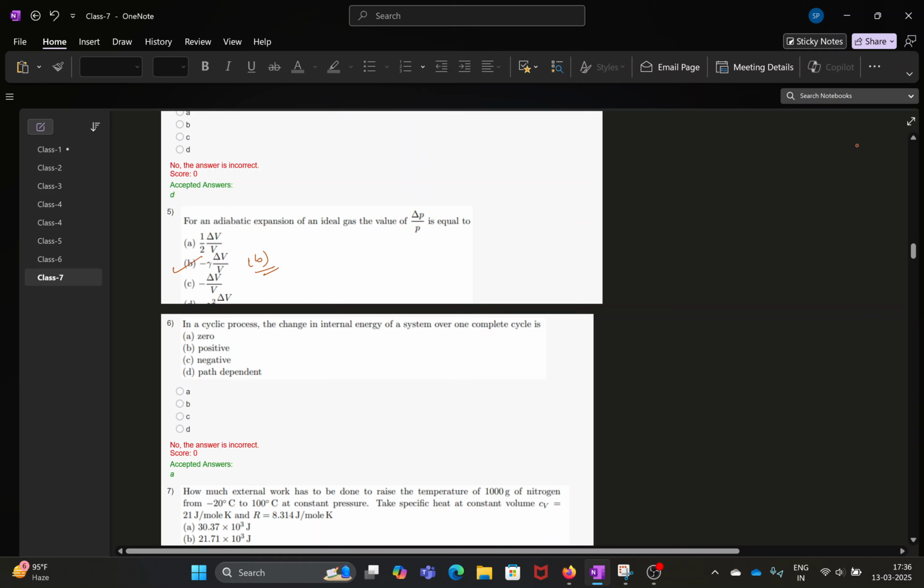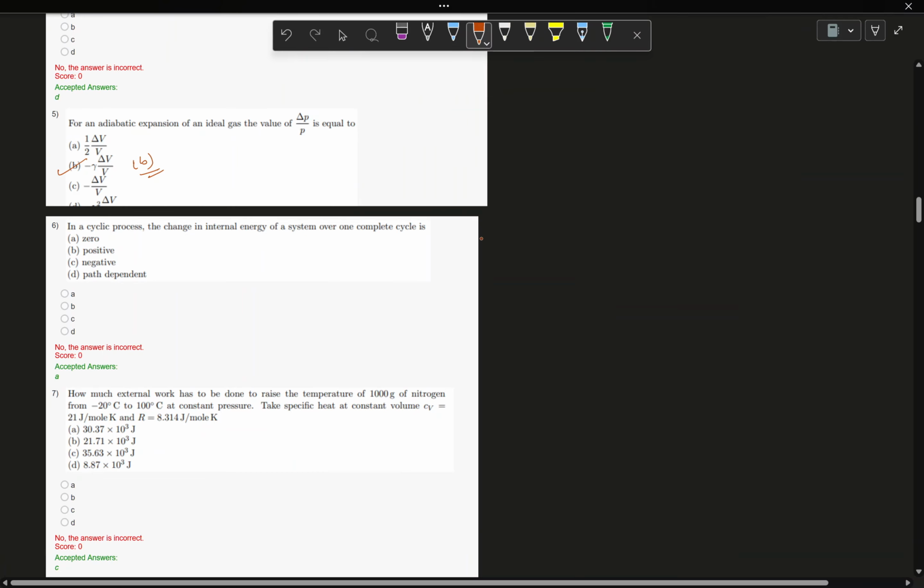Okay, so question number 6 is about, in a cyclic process the change in internal energy of a system over one complete cycle is. So the simple answer will be 0. Why 0? I will explain that here only, because this is not a too much calculative question. This is a descriptive question. So cyclic process, I'm sure you know by now, is something like you start at one point, then you go on to the process, and then finally you come back at the same original point that you started at.